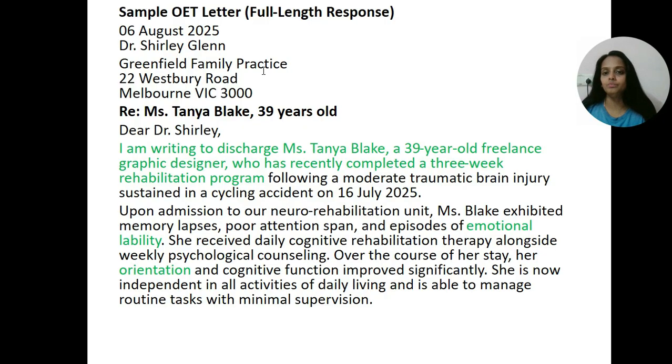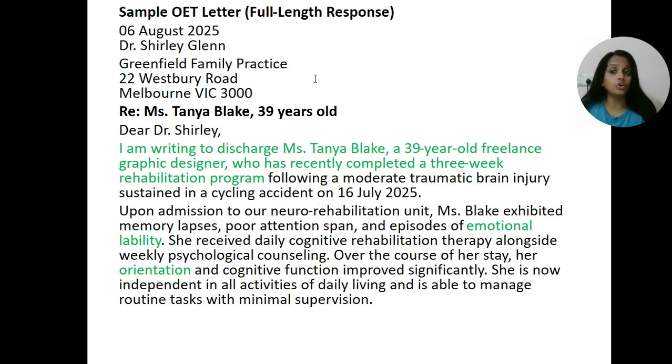So, this is the high scoring response. I'll tell you why it will score high band for you. First, it has a clear purpose, right? We have clearly mentioned the reason for writing: discharge after neurorehabilitation. This has been stated upfront in the letter, and the purpose is immediately obvious.